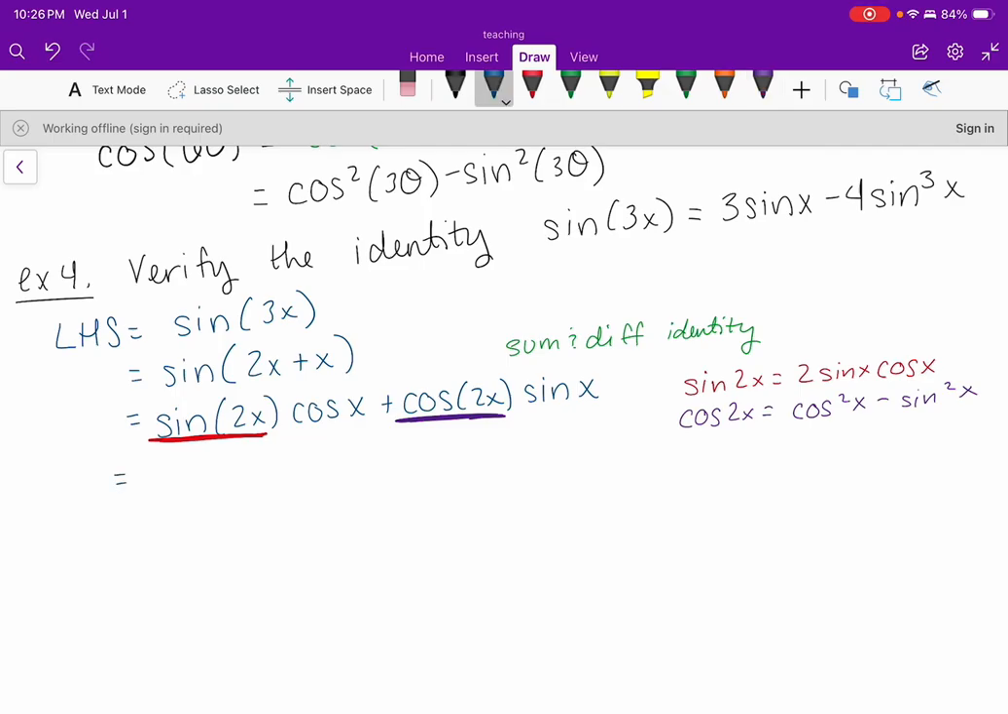So I have 2 sine x cosine x times cosine x plus cosine squared x minus sine squared x times sine x. A lot of this becomes algebra, and we will use a little bit more of identities, but this would be a good place to pause and just kind of try to work it out yourself.